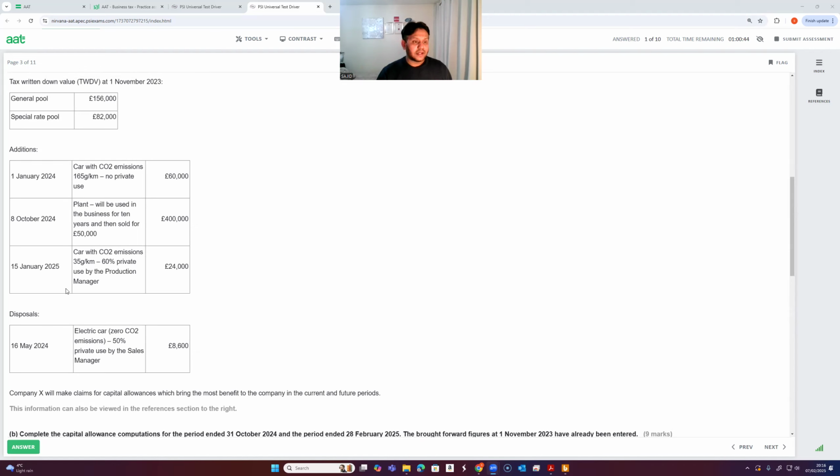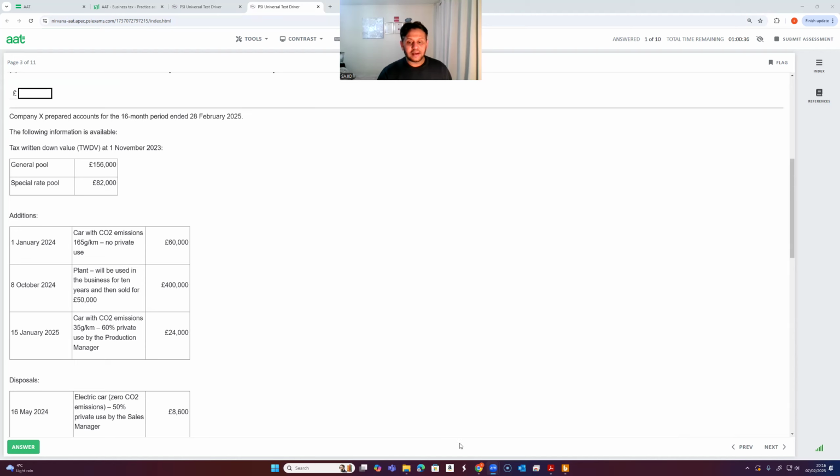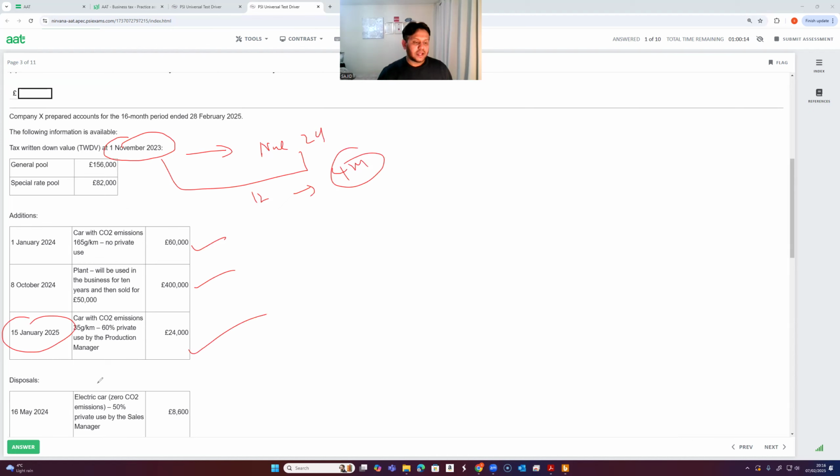All you have to remember here, this asset we have for the PM, the production manager, 24,000, we buy in January. So that means we have a year, November 23 to November 24, so that's the 12 month. And then January 25 is basically the next period, so it will be in the next 4 month. So in the 12 month, I have these two, and in this 4 month, I have the PM. And the May 24, this one is also in the 12 month. Very important to split it. Otherwise, you will make a mistake in the exam.